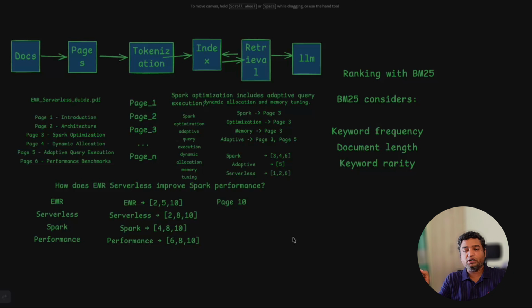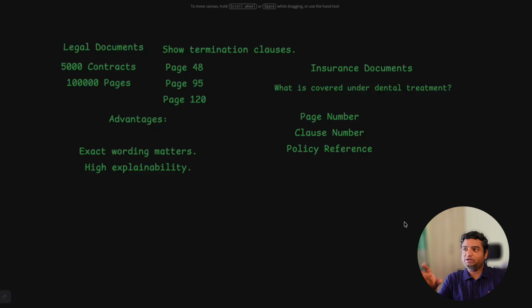Now we'll see the very important part: in which use case the traditional RAG with a vector database is relevant, and in which use case this page index retrieval is relevant. First, we'll understand where the page index will be more relevant. A simple rule: if you want the retrieval to be exact, where the answer should be the same words and the same meaning, then we have to go for a page index.